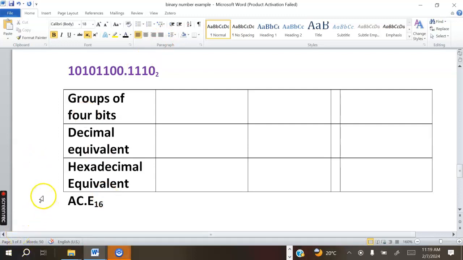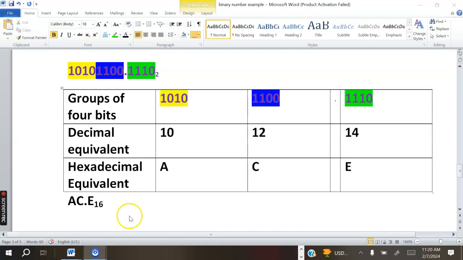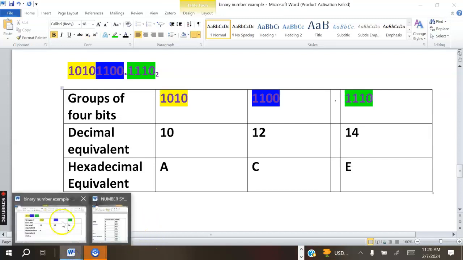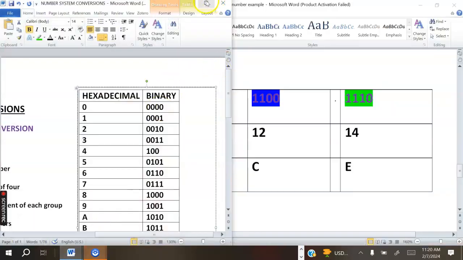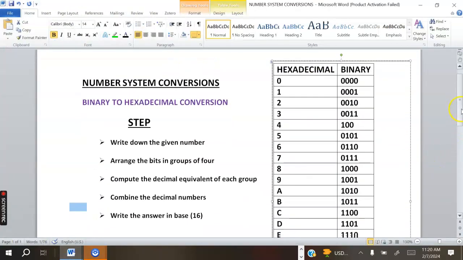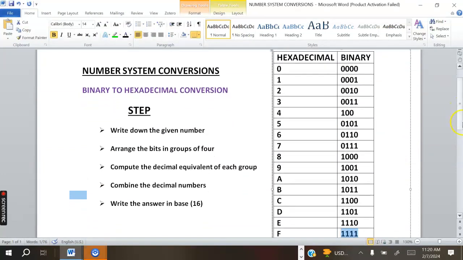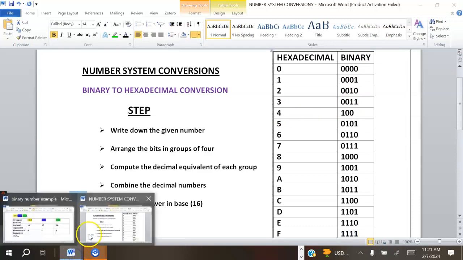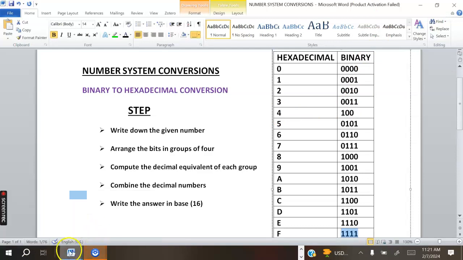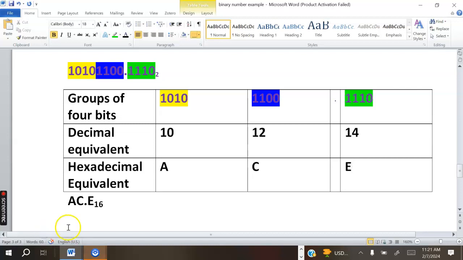So I'll give you maybe a few minutes to go through your work, then I will do it. So there goes my working. Maybe you can use this table to do the conversion. So I hope by now you are through with the working. If you are not sure or you are still having a challenge on how to go about it, you can check my next video.